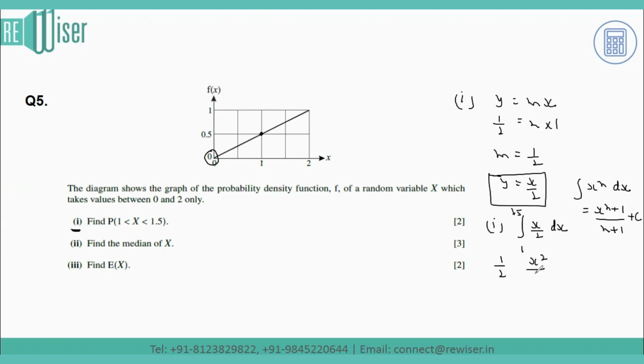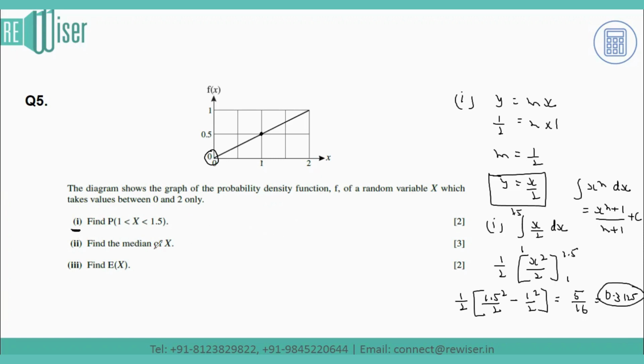If I integrate that, I get x squared by 2, ranging from 1.5 as the upper limit to 1 as the lower limit. I first apply the upper limit in place of x, which is 1.5 squared by 2, minus the lower limit, which is 1 squared by 2. Solving this, the final answer is 5/16. In decimals, that is 0.3125, which is the probability of x lying between 1 and 1.5.